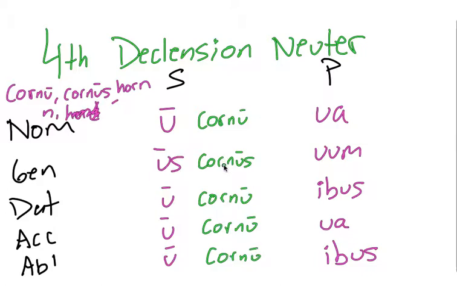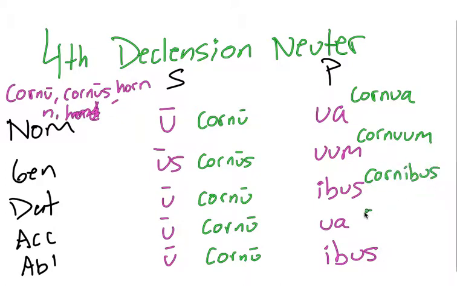Okay, and then in the plural, cornua, cornuum, cornibus, cornua, cornibus. There are not a lot of fourth declension neuter nouns.